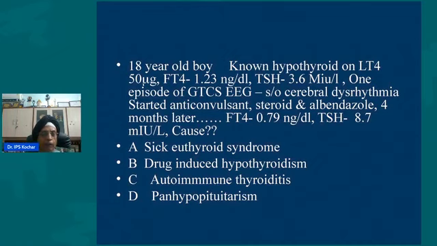Four months later, his FT4 was 0.79 and the TSH was 8. So what was the cause of this? Why did he get hypothyroidism? This patient is getting some drugs which cause increased metabolism of T4 and FT4. As a result, there is an increase in TSH and a decrease in T4. So this is drug-induced hypothyroidism.